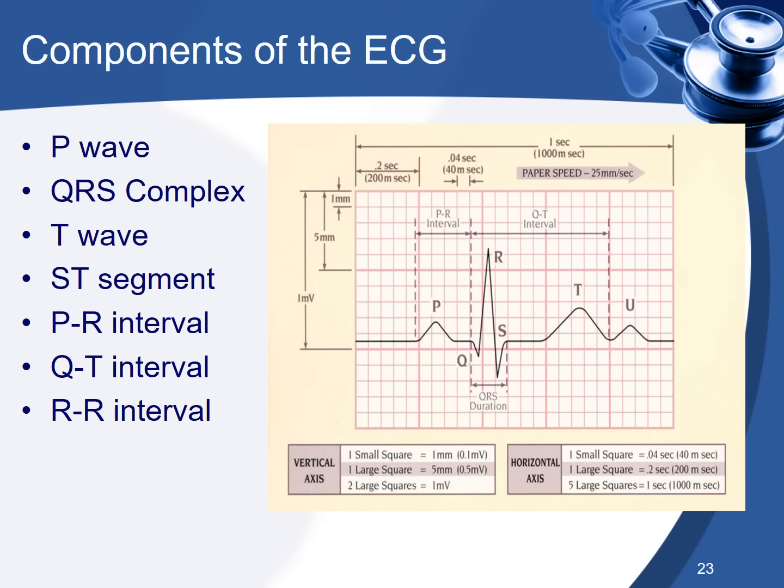So let's look at the different components of the EKG strip. We want to make sure that all of our components are there. We have P wave, QRS complex, T wave. Then we have the different segments that we measure. The ST segment, PR interval, the QT interval, and your R to R interval. So let's talk about each component individually.